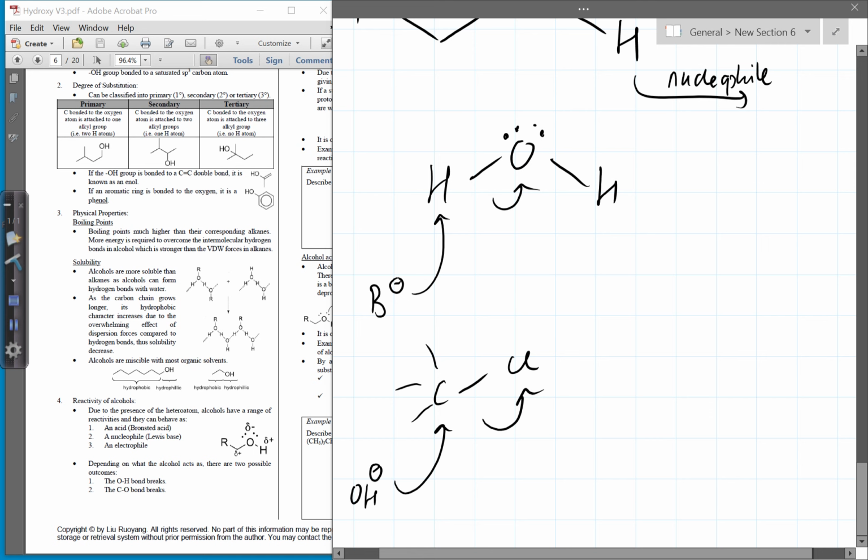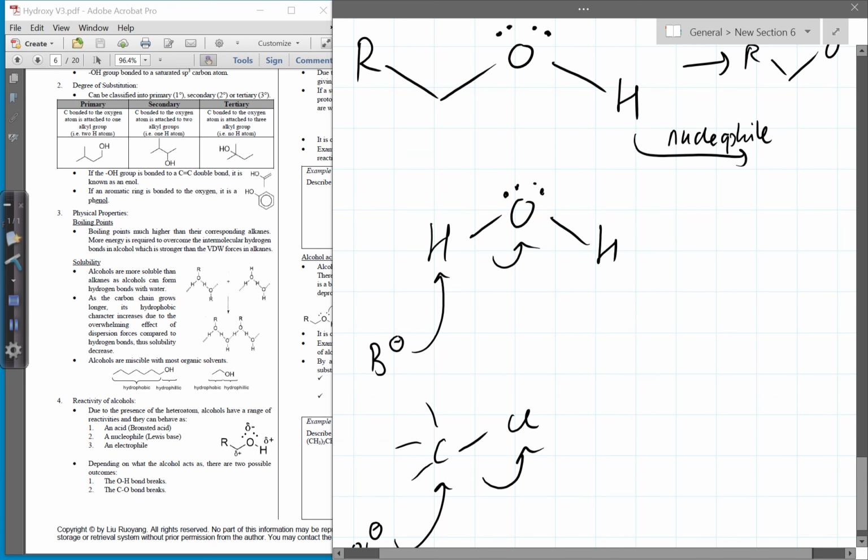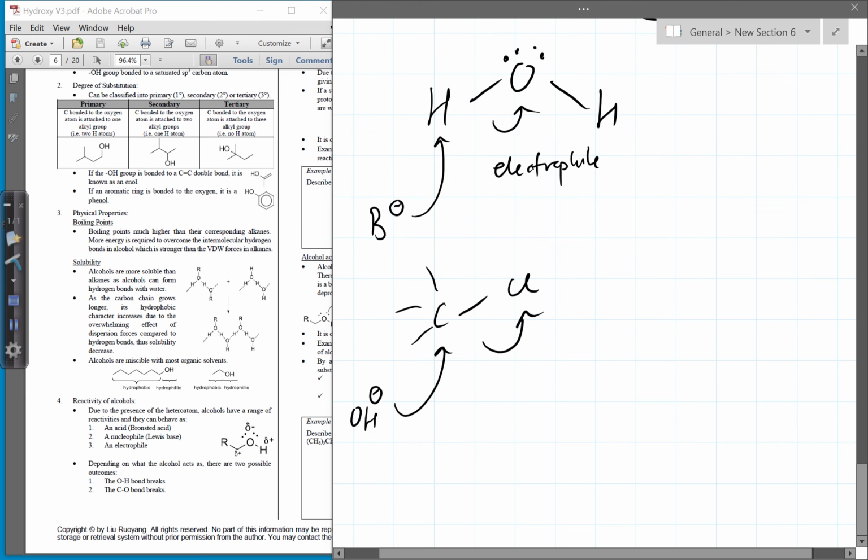So we can actually classify this acid-base reaction as something like a nucleophilic substitution reaction, whereby the same arrows are involved. For this case, water will be acting as the electrophile. Just like in this reaction, this species is acting as an electrophile, while this species is acting as a nucleophile.